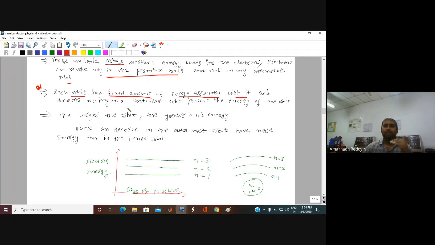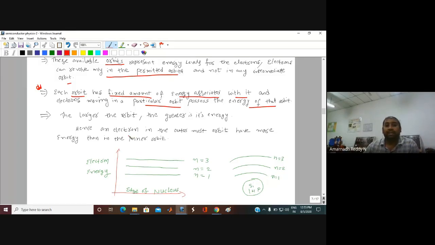Suppose the first orbit has some fixed amount of energy, the second orbit has some fixed amount of energy, the valence shell has some fixed amount of energy. Each orbit has a fixed amount of energy associated with it, and electrons moving in a particular orbit possess the energy of that orbit. So if electrons are revolving in the first orbit, whatever the energy of the orbit may be, the same energy is attained by those electrons. The same applies for the second orbit as well as the valency shell.